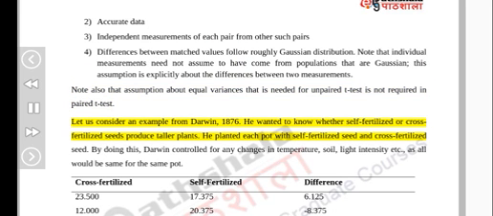Let us consider an example from Darwin, 1876. He wanted to know whether self-fertilized or cross-fertilized seeds produce taller plants. He planted each pot with self-fertilized seed and cross-fertilized seed. By doing this, Darwin controlled for any changes in temperature, soil, light intensity, etc., as all would be the same for the same pot.